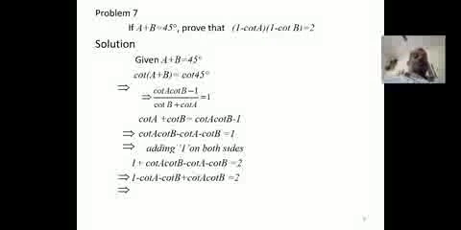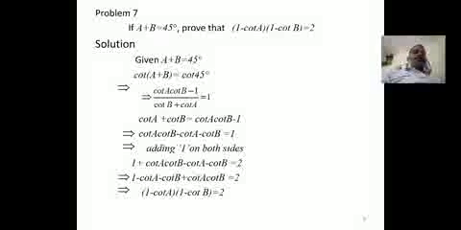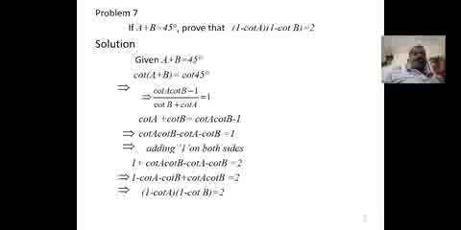Take cot B common from the last two terms of the left hand side, then 1 minus cot A, that is, minus cot B into (1 minus cot A). Taking 1 minus cot A common, (1 minus cot A) into (1 minus cot B) is equal to 2. This is the result of the RHS.